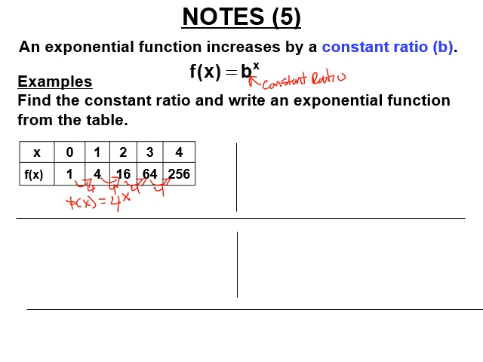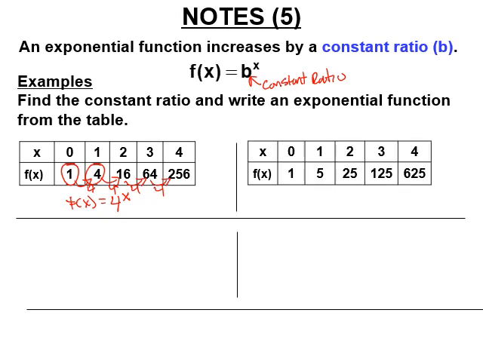Put some numbers in there and you will see, right? 4 to the 0 is 1, 4 to the first is 4, 4 to the second is 16. It's going up by a constant ratio of 4. It's 4 times the previous amount. All right, try this one. Yes, this is f of x equals 5 to the x. Every entry there is 5 times the previous one.